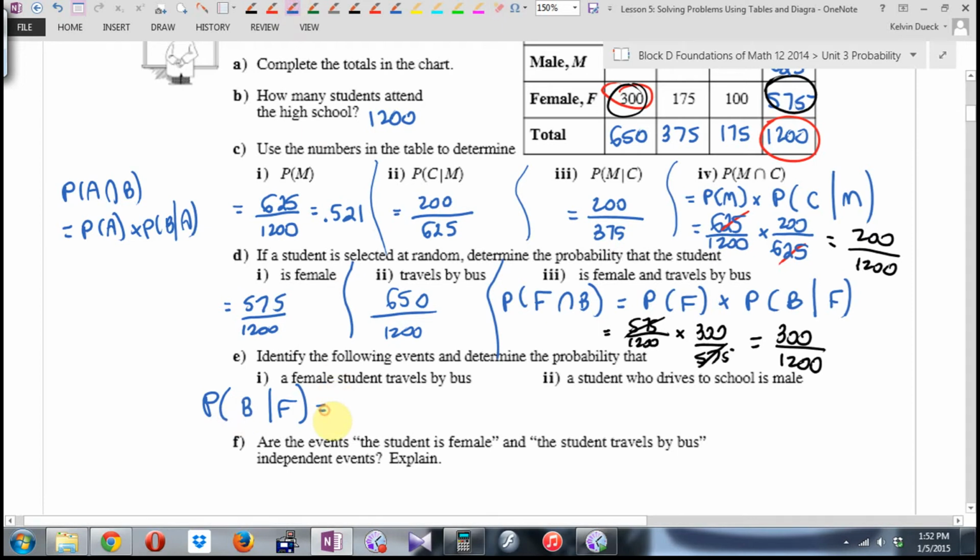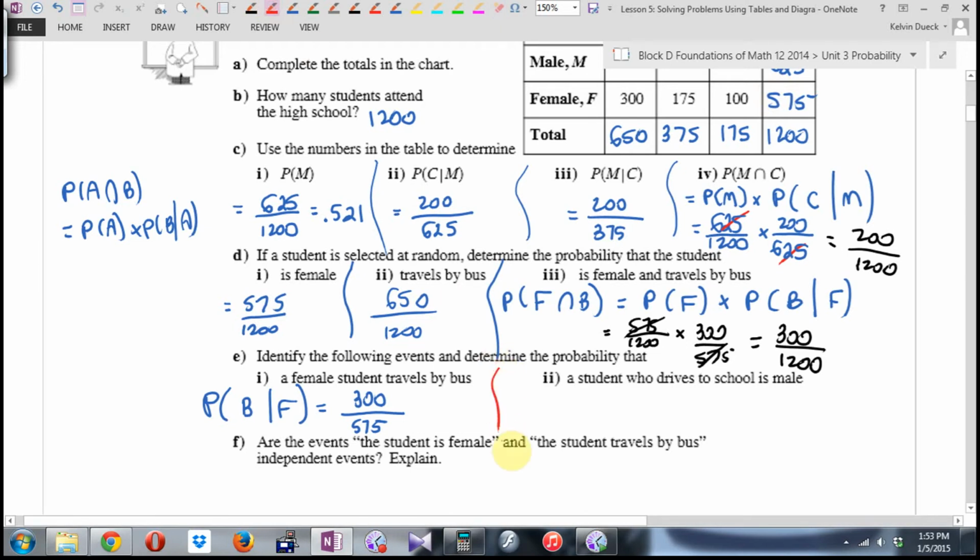Well, it's going to be, let's see. We're in the female category, so it's 575. Of those, how many took the bus? 300. Oop. There we go.